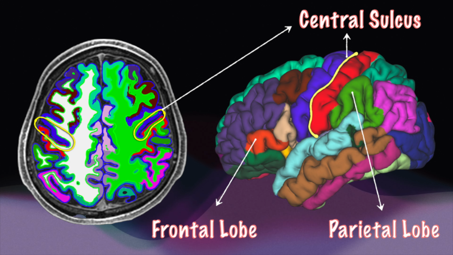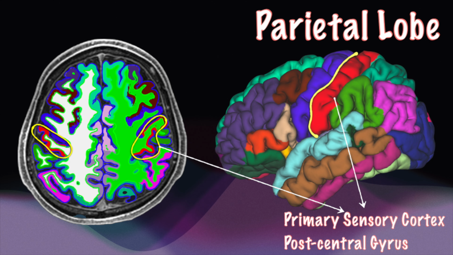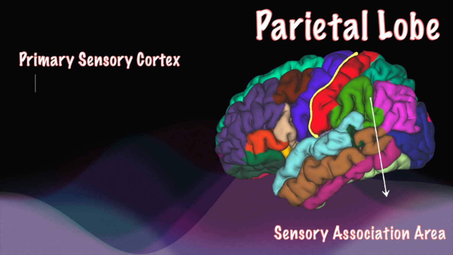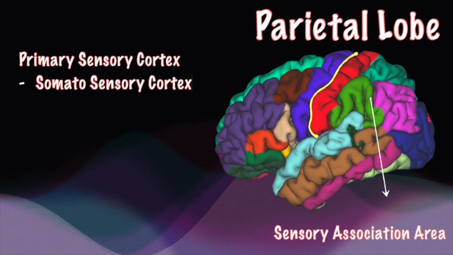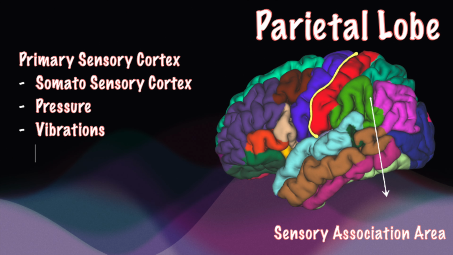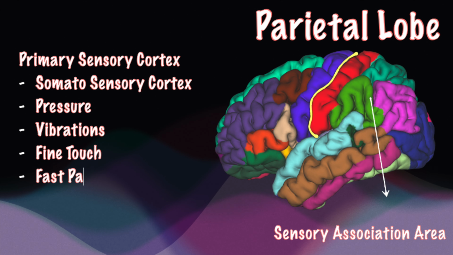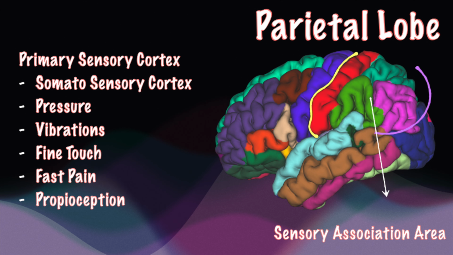Posterior to the central sulcus is your parietal lobe. It is involved in sensory processing, and the gyrus adjacent to the central sulcus is called the postcentral gyrus, and it represents the somatosensory cortex. It is the site where all the ascending tracts from various parts of your body end. These tracts carry the information regarding various senses from the skin like fine touch, vibration, joint sensation, joint position, and even pain. Posterior to this gyrus is the sensory association area.